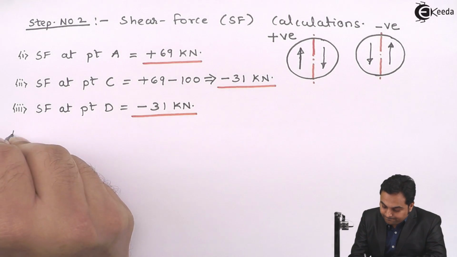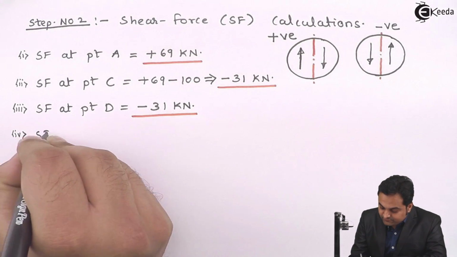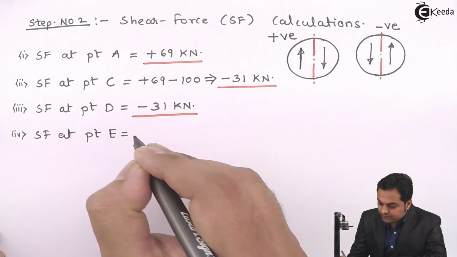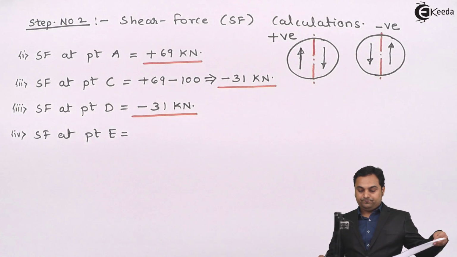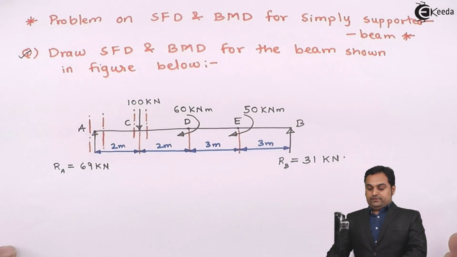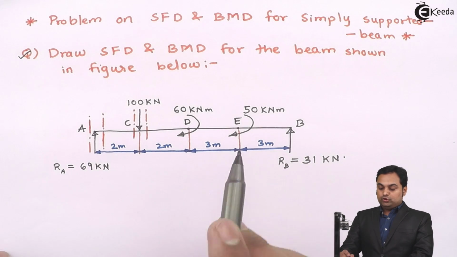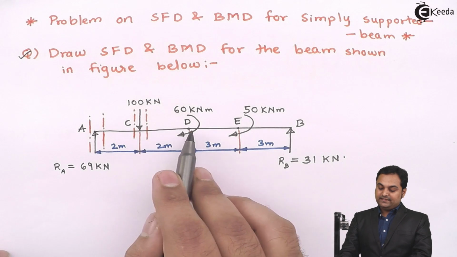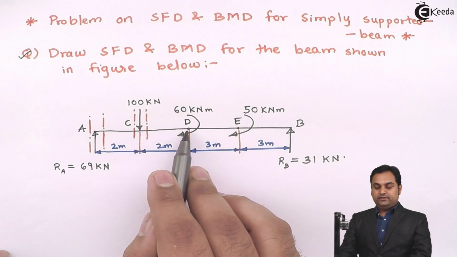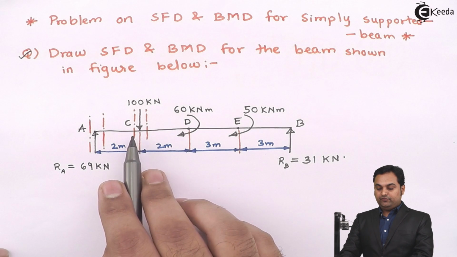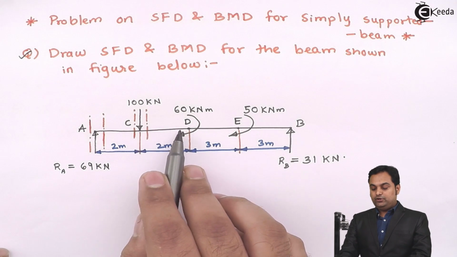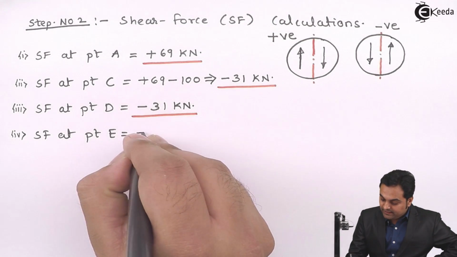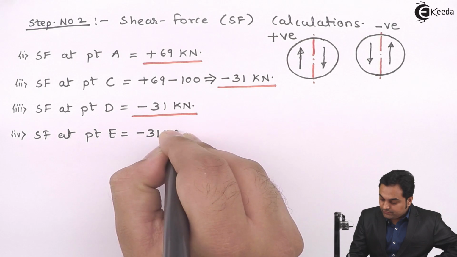After this, shear force at point E is equal to, now again here at point E also there is no point load acting, or no load is there between D to E, C to D. So the shear force value which we have at point C will continue up to point D and up to point E. So the same value, that will be minus 31 kilonewton.